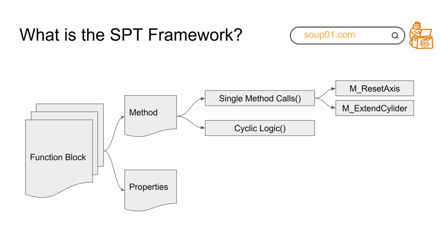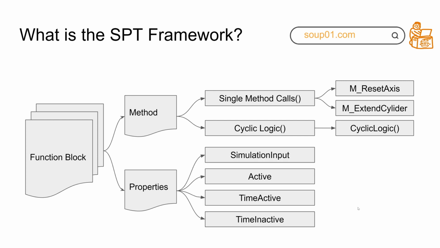At that time, the method that you're using is single method calls. On the other hand, they also have cyclic logic. If you call this cyclic logic method, then the function block will run the logic that is inside itself. So after you, for example, set all your properties or the basic initialization is finished, you need to call this cyclic logic method to run your own logic.